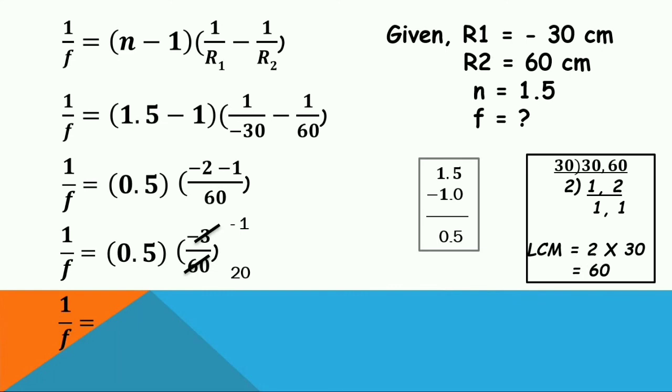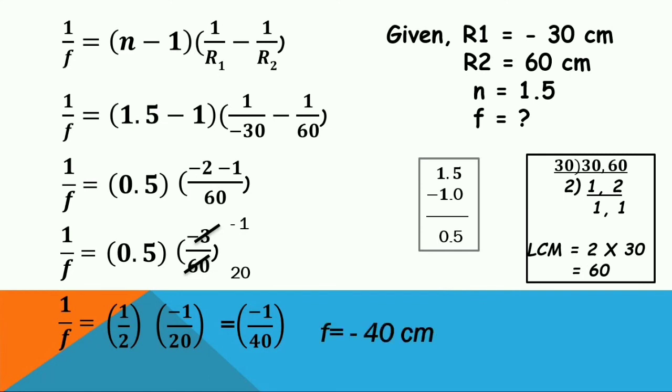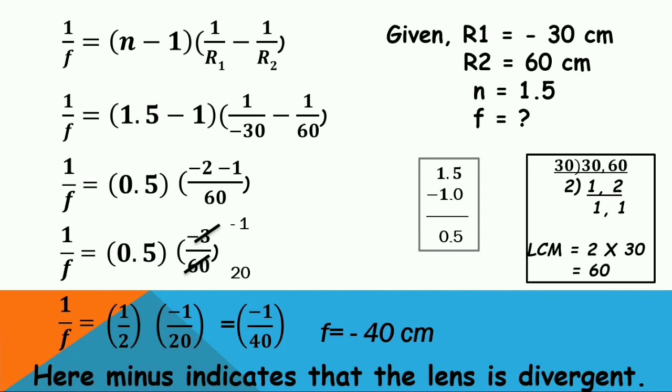And 0.5 can be written as 1 by 2 because 0.5 is nothing but a half. And minus 1 by 20. So by multiplying we will get minus 1 by 40. And it is the value of 1 by f, not f. So by reciprocating the fraction, we will get f is equal to minus 40 centimeters. Hence it is the required focal length of the lens. Here minus indicates that the lens is diverging.